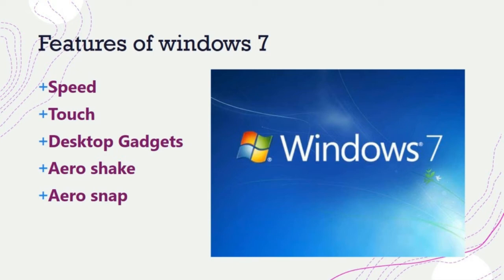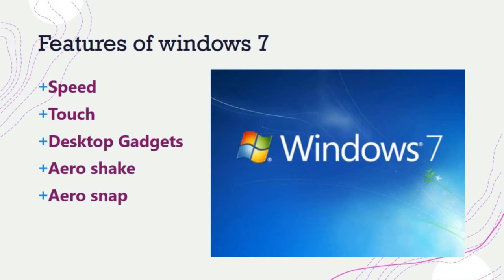Features of Windows 7. Some of the common features of Windows 7 are its speed, touch, desktop gadgets, Aero Shake, and Aero Snap. Speed. The time taken for booting the system is reduced when compared to older versions. Touch. Touch is a new feature added to Windows 7. It is a new way of interacting with the computer. This feature works only on those screens which are touch enabled.